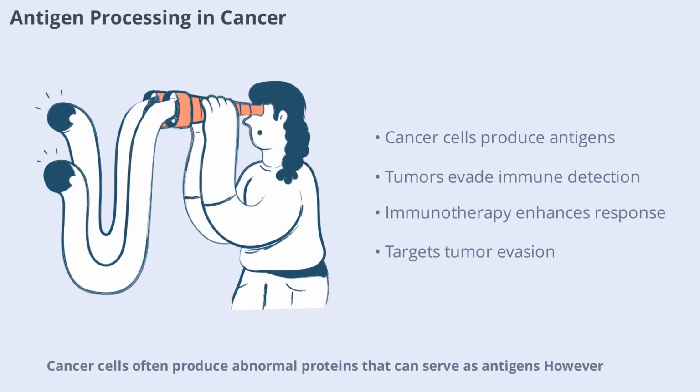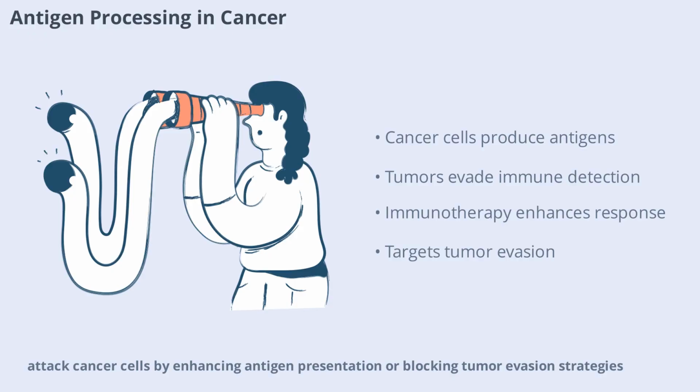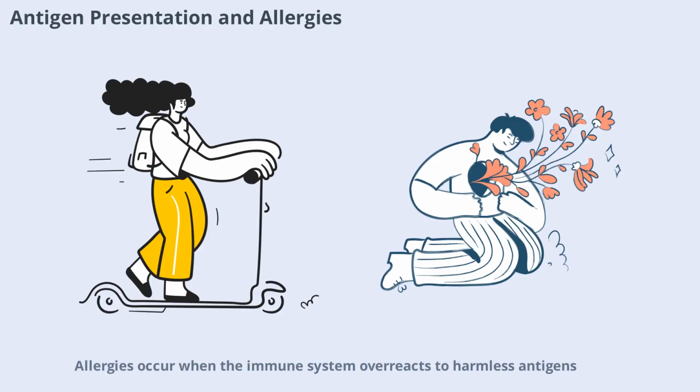Cancer cells often produce abnormal proteins that can serve as antigens. However, tumors may develop mechanisms to reduce antigen processing or presentation, helping them evade immune detection. Immunotherapies aim to boost the immune system's ability to recognize and attack cancer cells by enhancing antigen presentation or blocking tumor evasion strategies. Allergies occur when the immune system overreacts to harmless antigens, such as pollen or food proteins.